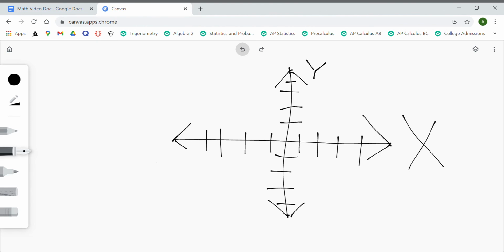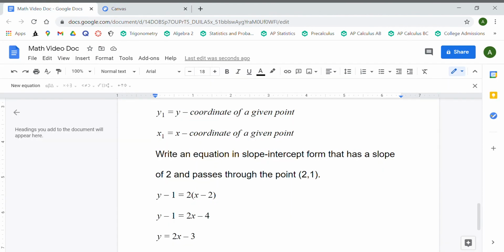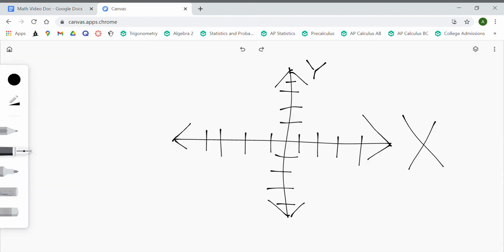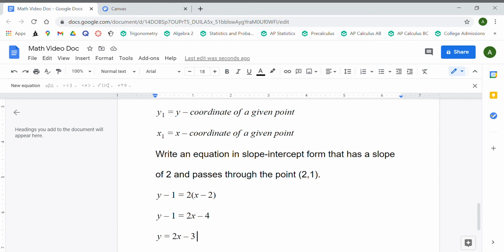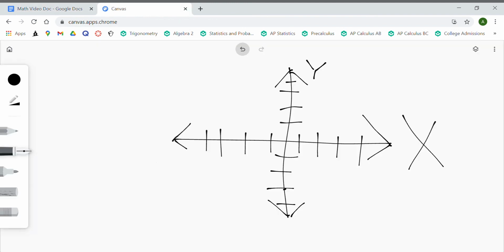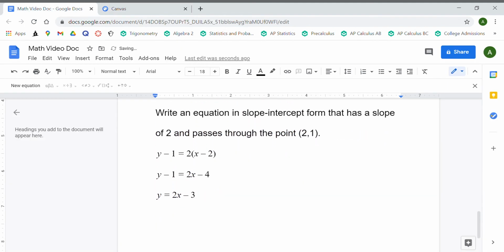Now we're going to graph. So we have our b value at negative 3. So our y-intercept is negative 3. And then our slope is 2. So there's going to be 2 units up, 1 unit to the right. Alright, last example that you're going to be doing on your own. I know I covered a lot of stuff today, but hopefully this helps.